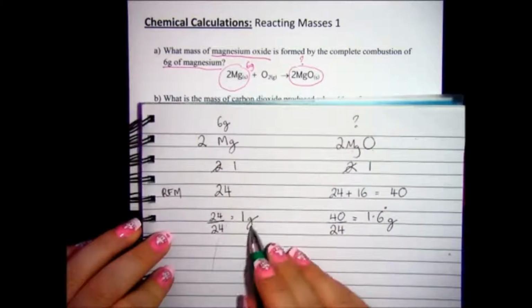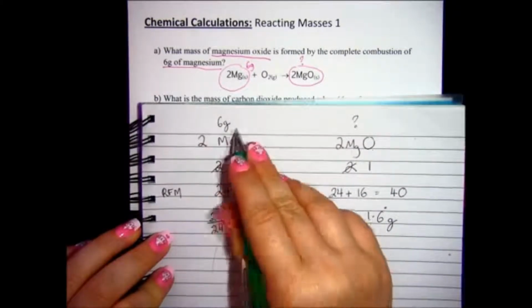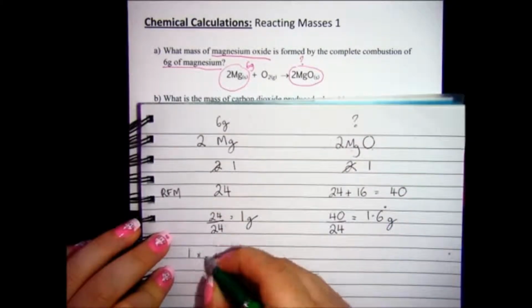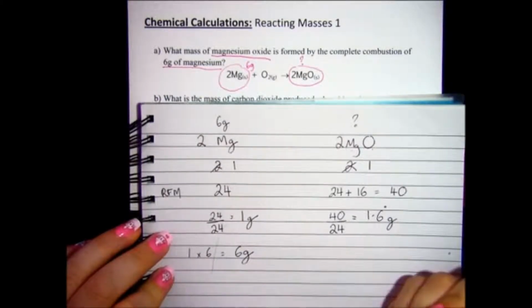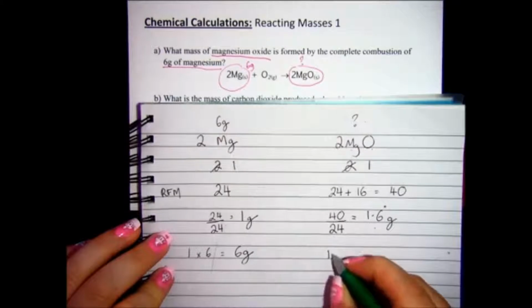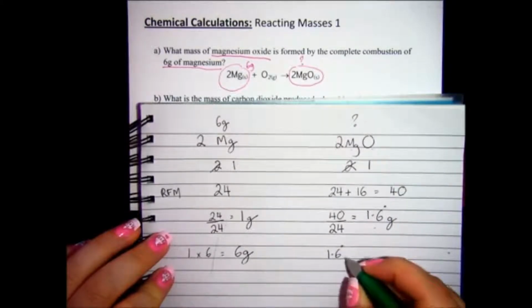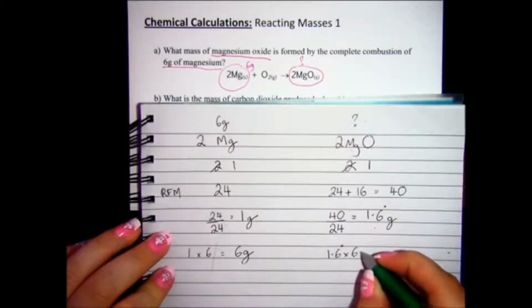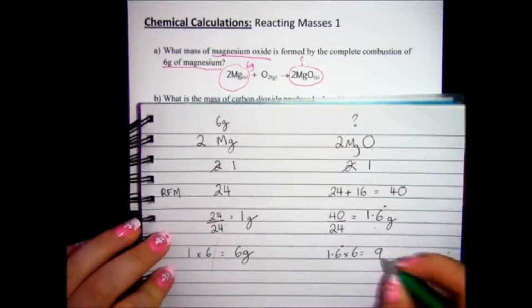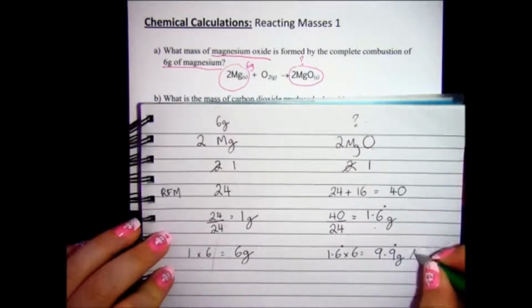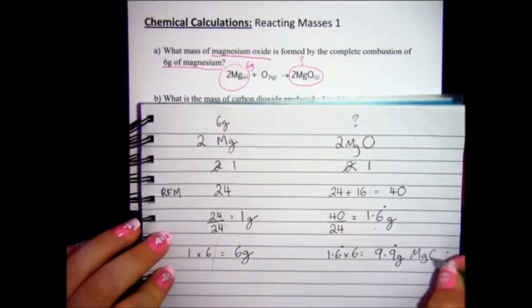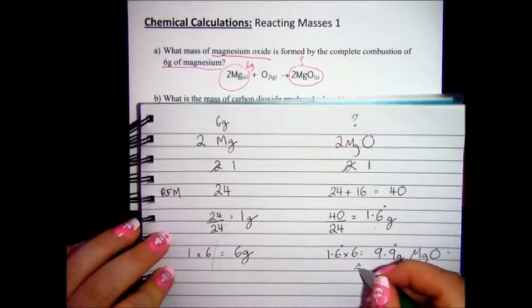The original mass of the magnesium was 6 grams, so I'm going to do 1 times 6 is the 6 grams. Whatever I do to one side, I must do to the other. So I'm going to do the 1.6 recurring multiplied by the 6 grams is 9.9 grams recurring of magnesium oxide. I'm going to simplify this using the approximately equal sign to 10 grams.